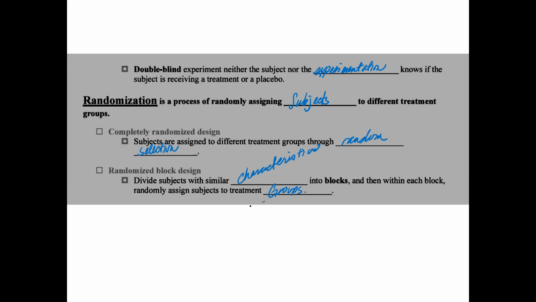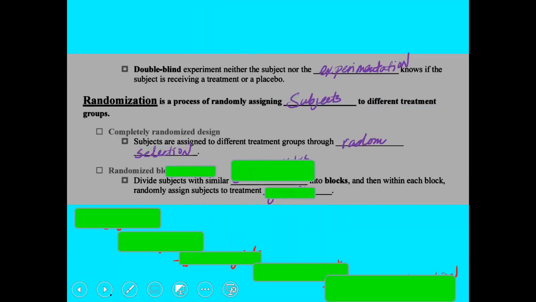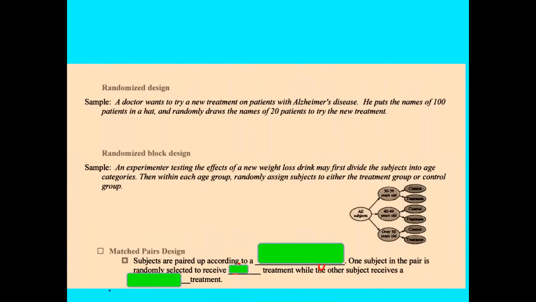And when they divide them out, it could be several things. It could be by gender, it could be by age, it could be by their weight or income or levels of education. Matched pair design is when the subjects pair up according to a similarity. One subject in the pair is randomly selected to receive one treatment, while the other subject receives a different treatment.